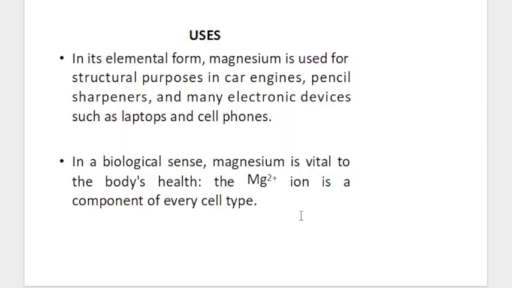Let's now consider the uses. In its elemental form, magnesium is used for structural purposes in car engines, pencil sharpeners, and many electronic devices, such as laptops and cell phones. In a biological sense, magnesium is vital to the body's health. A magnesium ion is a component of every cell type.